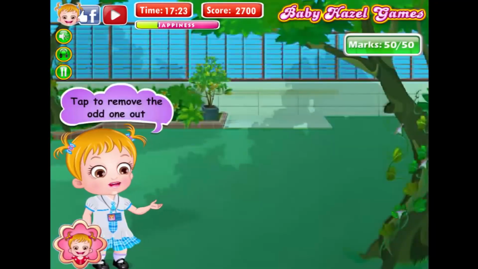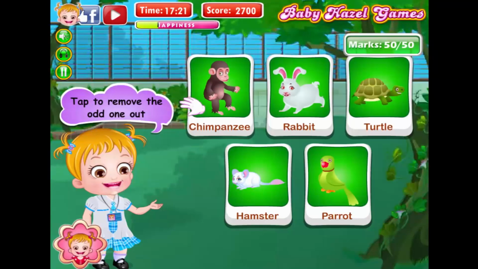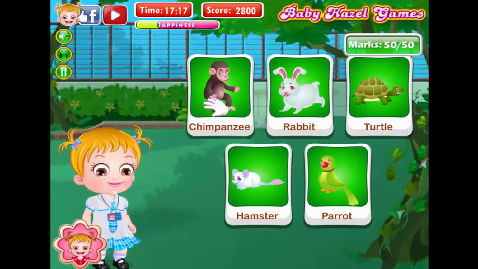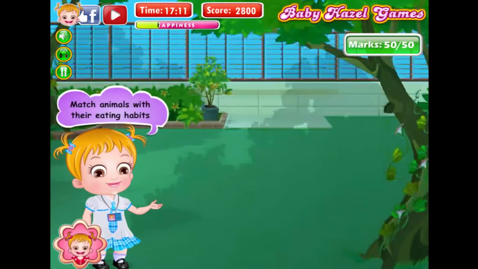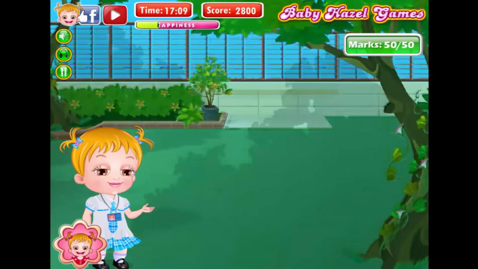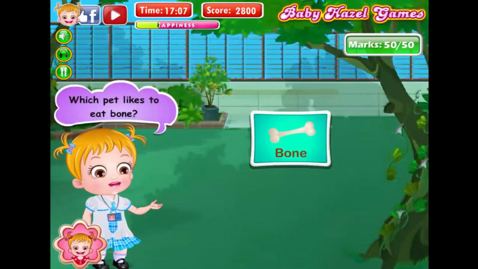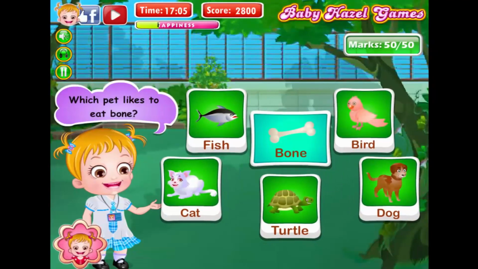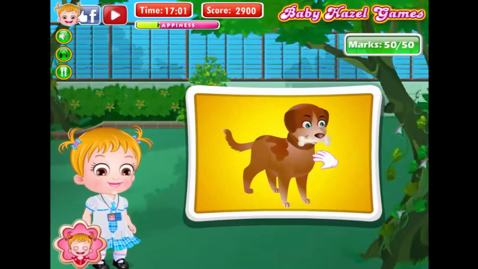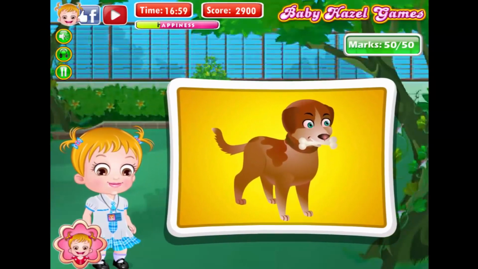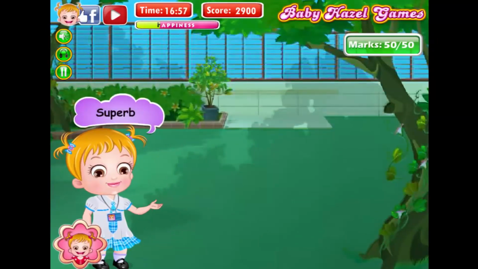Tap to remove the odd one out. Correct. Match animals with their eating habits. Which pet likes to eat bones? Superb.